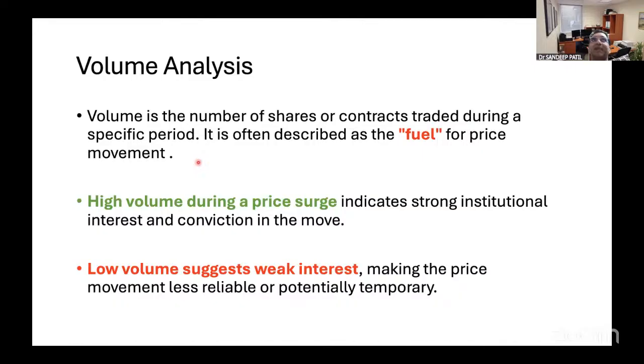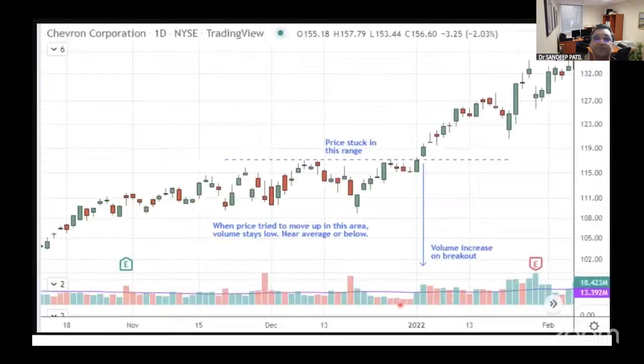Otherwise, that price trend is a fake. So high volume during a price surge indicates strong institutional interest and conviction in the move. Low volume suggests weak interest, making the price movement less reliable or potentially temporary, so it can go down again.